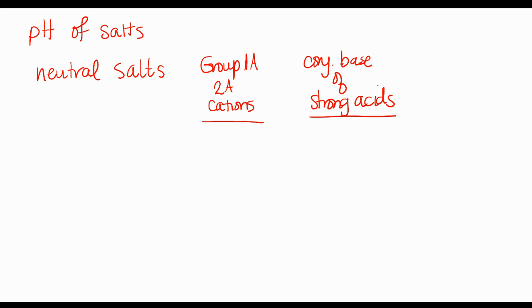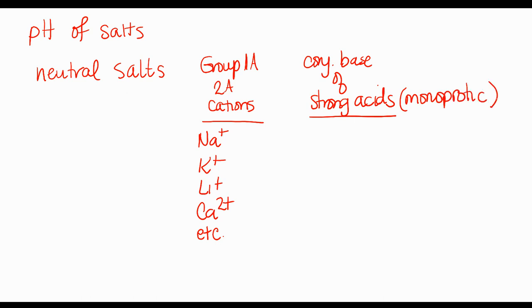So let's go ahead and identify those two ideas. So Na+, K+, Li+, Ca2+. Okay, so you're getting the point on that, hopefully, right? Group 1A or 2A cations. And then the conjugate base of strong acids, and the strong acids that we're talking about will be monoprotic. So, for example, the conjugate base of hydrochloric acid, chloride, bromide, iodide, nitrate, perchlorate, and the borderline chlorate.